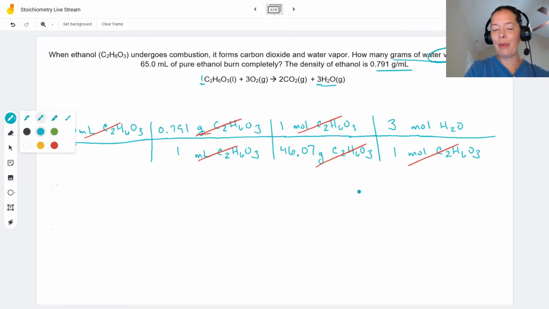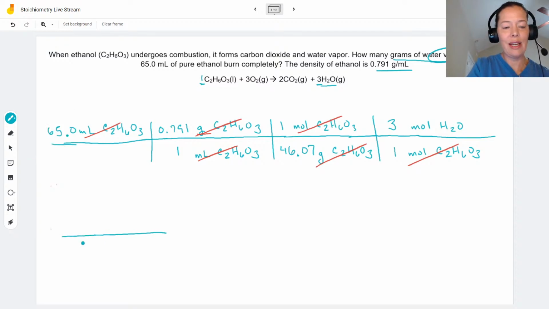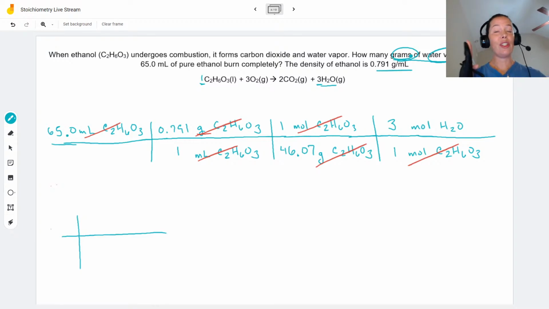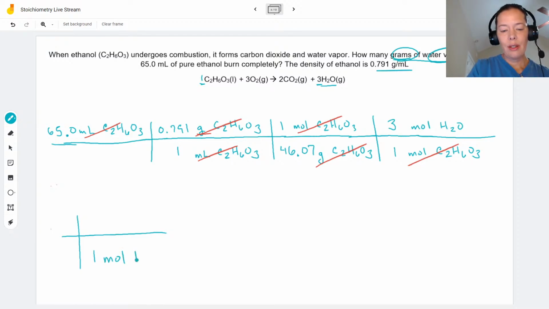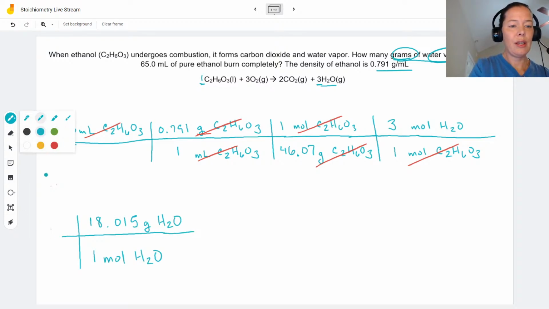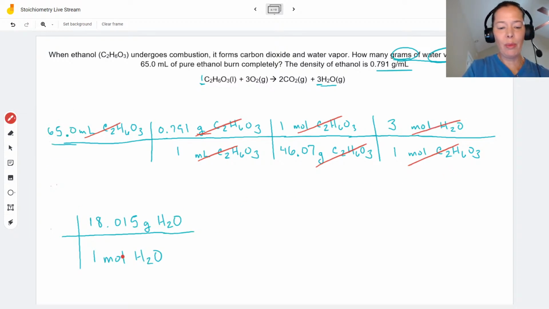I'm running out of space on that line, so I am just going to continue down here. Because I need grams of water, I just need 1 more conversion factor, and I need my moles of water to be converted to grams. So I'm just using the molar mass, and that is 18.015 grams of water per 1 mole of water. Again, my moles of water cancel. I'm left with grams of water, which is exactly what the problem asked me for.